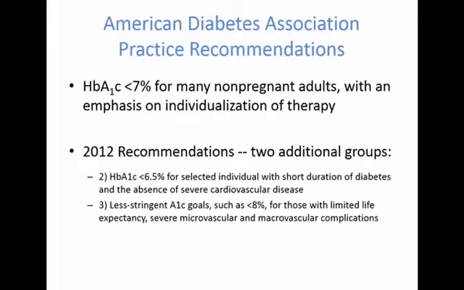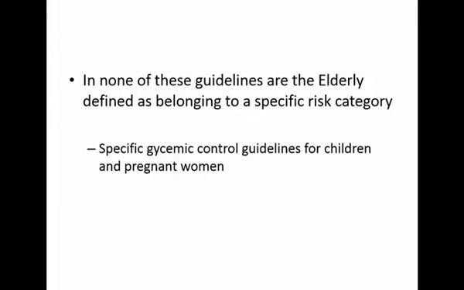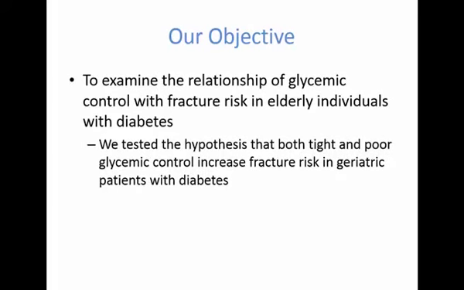But still, they had specific groups, like they had specific guidelines for children, but they didn't have specific guidelines for the elderly. They were not specified as a specific risk factor group that you have special target guidelines for at that time when we were putting in this grant. And so we wanted to see, is that less than 7% actually safe for elderly people when it comes to fracture? And so our objective was to examine the relationship of glycemic control with the risk of fracture in elderly individuals with diabetes.